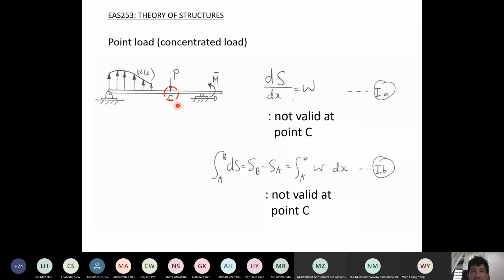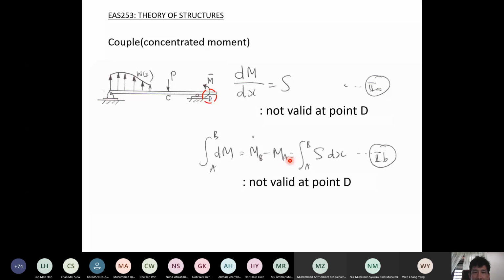And the set of equations relating the slope in the bending moment diagram to the shear, and also the change in bending moment between point A and point B to the area under the shear force diagram between point A and point B, is not valid at the point where there is a concentrated moment acting. So in the solution process, when there is a concentrated load or a concentrated moment, there's an extra process that we have to do.